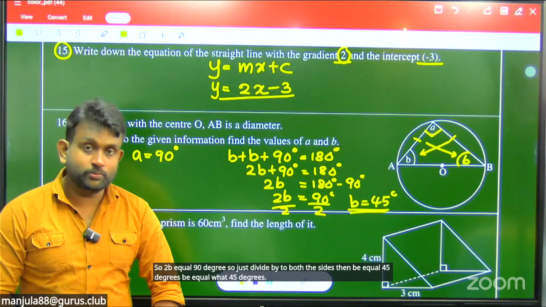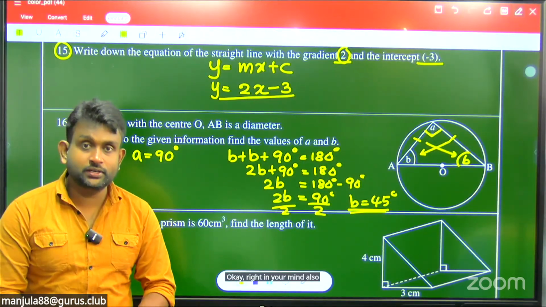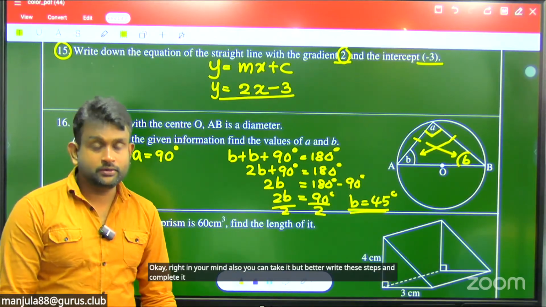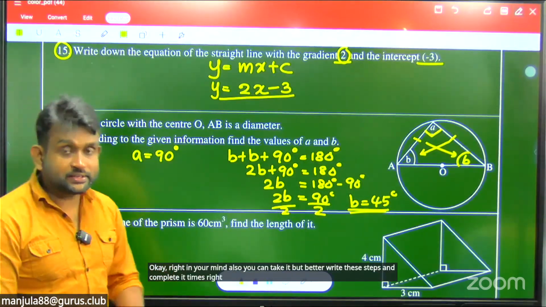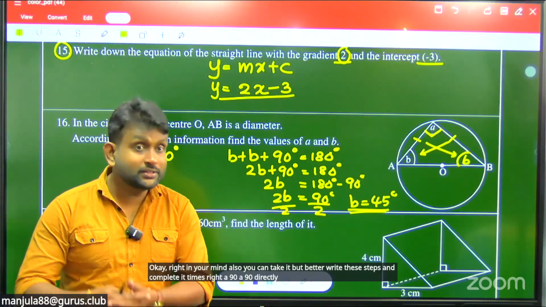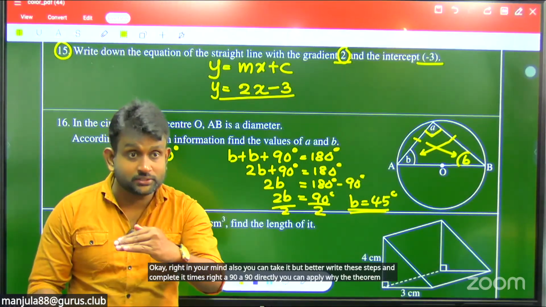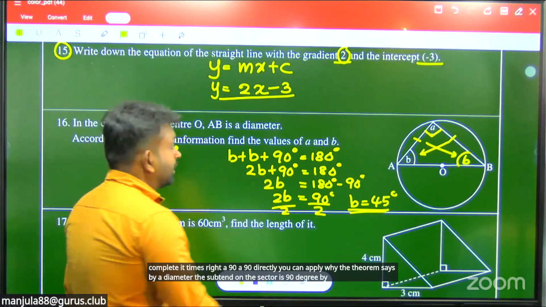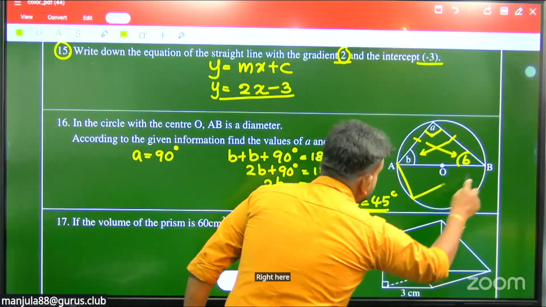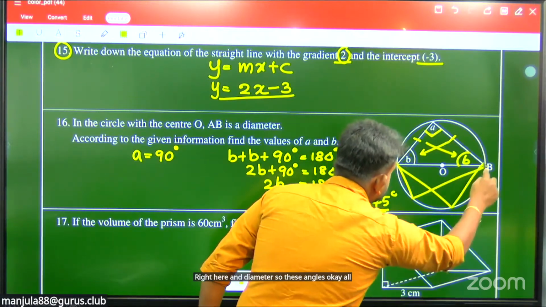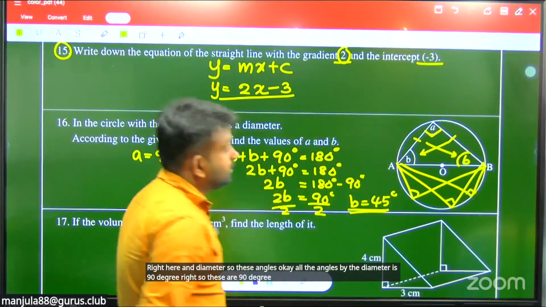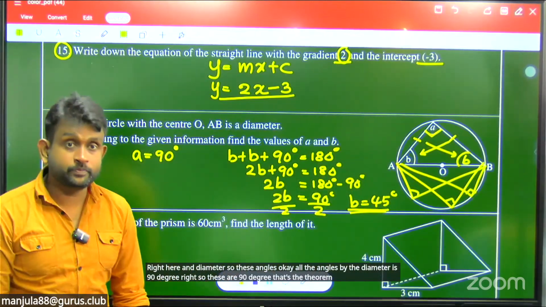Write it in your mind if you can, but better to write these steps and complete it. Angle A is 90 degrees, which you can apply directly. Why? The theorem says the angle subtended by a diameter on the circumference is 90 degrees. By any diameter, right? Here there is a diameter, so all the angles subtended by the diameter are 90 degrees. That's the theorem.